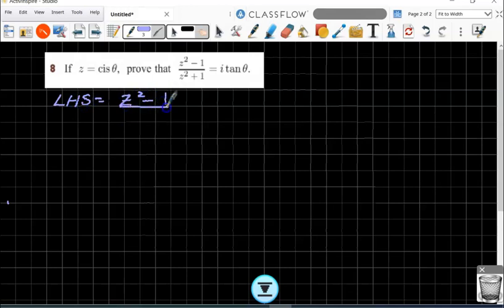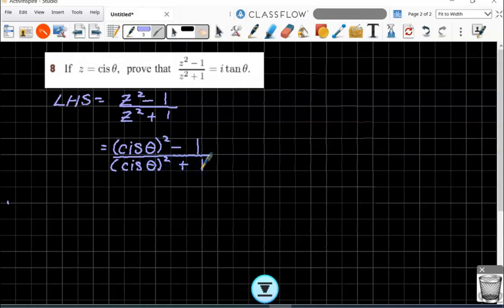Z squared take 1 all over z squared plus 1. So that becomes cis theta squared take 1 all over cis theta squared plus 1. So you have got a decision to make.